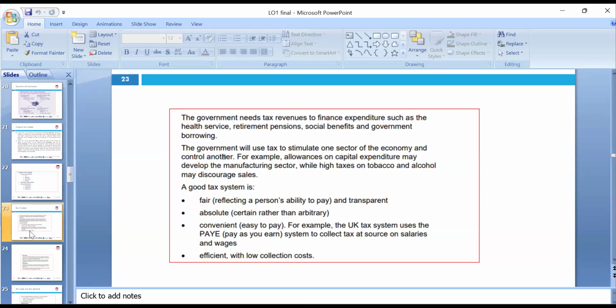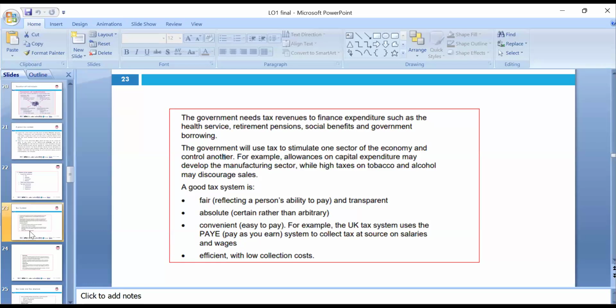So we have to look at the fiscal policy of the government, how much income is generated and spent on the various sectors. We can look at manufacturing, high taxes on tobacco, alcohol, and various things which are against health. And a good tax system is fair, reflecting the personal ability to pay, and transparent and absolute, meaning certain rather than arbitrary, and convenient, easy to pay.